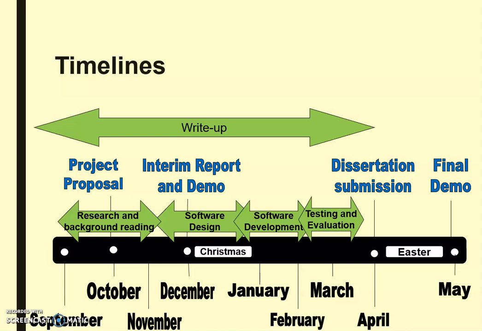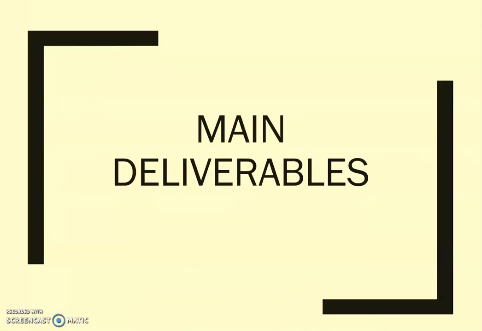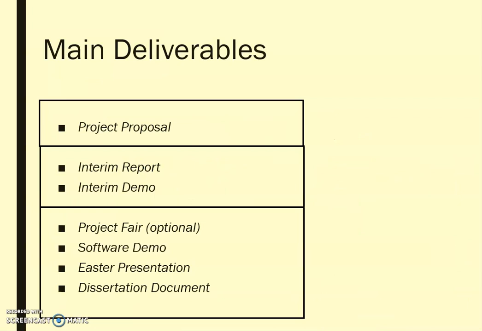So, as I said, this is the timeline. You'll be doing background research and software design up to and after Christmas, and then building and testing and evaluating up to Easter. So, the key deliverables are the proposal in early October, the Christmas report and the demo just before the Christmas holidays, and just before Easter, another demo, the Easter presentation, and then your final document.